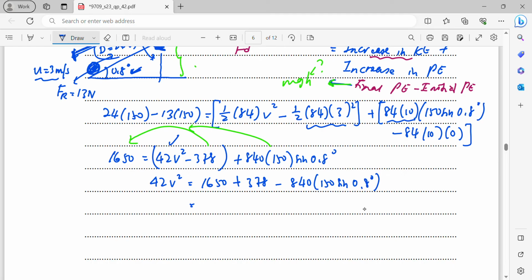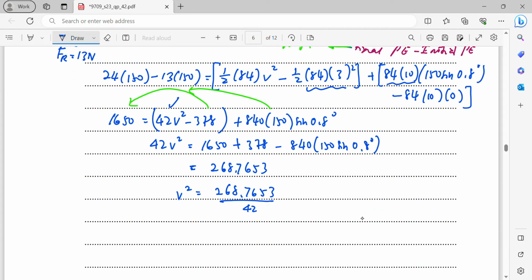Now here is going to be 268.7653. I give more decimal places. Then V squared is this value divided by 42, and you will get 6.3992. So at last your V is going to be the square root of this value, and you will get 2.53 meters per second, which is correct to 3 significant figures.